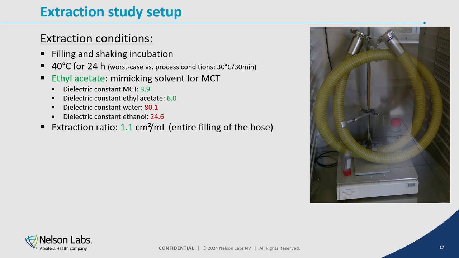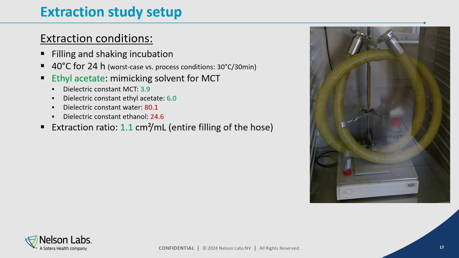Going with 50% ethanol and water, as you can see, was not a very good choice in terms of a mimicking solvent, because the dielectric constants of water and ethanol are quite far away from that of the medium chain triglycerides. The extraction ratio in this example is 1.1 square centimeter per ml, so not the 6 square centimeter per ml. That's because we decided to fill the tubing entirely.